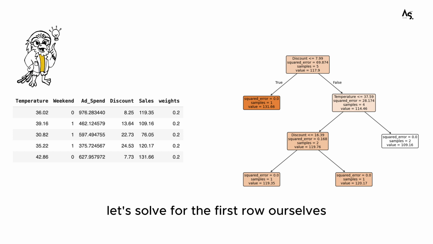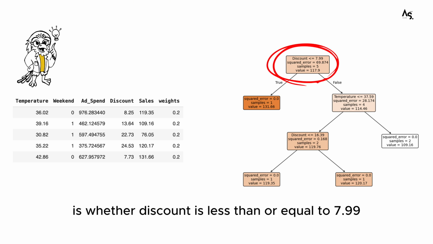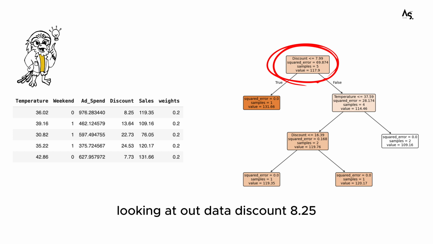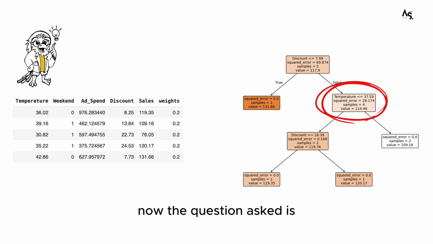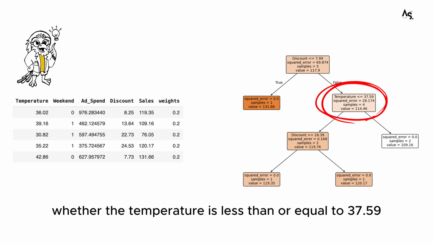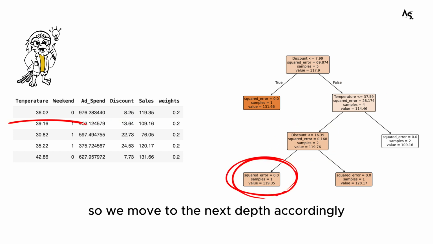Let's solve for the first row ourselves. The first question the decision tree asks is whether discount is less than or equal to 7.99. Looking at our data, discount is 8.25, which is more than 7.99. We move to the next level. Now the question asked is whether the temperature is less than or equal to 37.59, which is true in our case, so we move to the next depth accordingly.